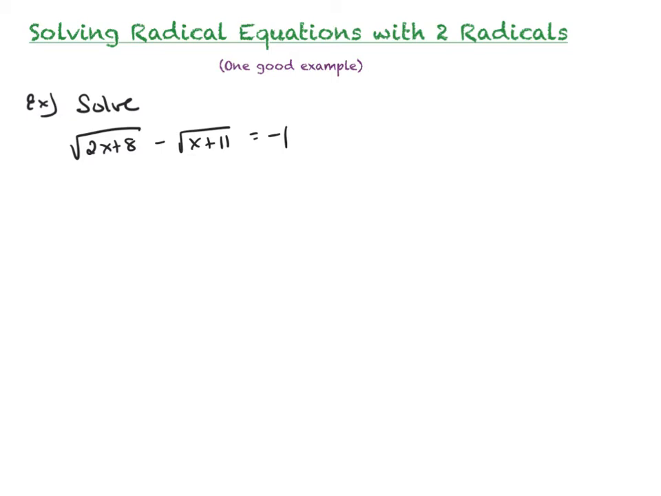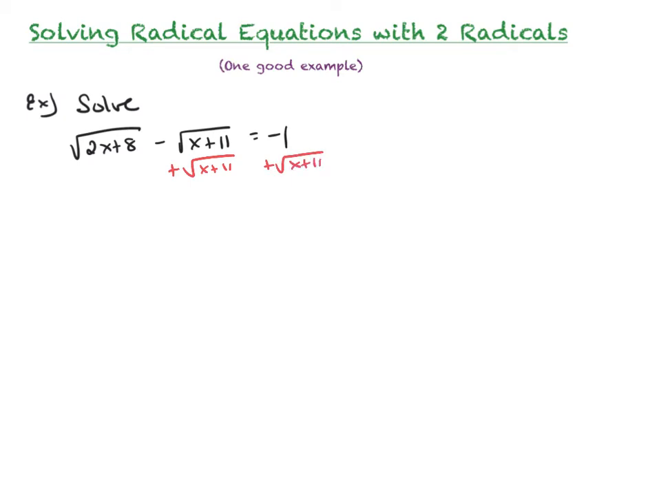And the first thing that we want to do is isolate what we think of as the ugliest square root. And it really doesn't matter which one, but I'm going to isolate the square root of 2x plus 8. So here we go. I'm going to do that by adding the square root of x plus 11 to both sides.